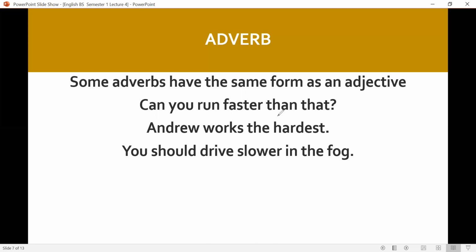Can you run faster than that? Faster. Run faster. Here it is an adverb. And who works the hardest? Hardest. Works the hardest. Adverb. You should drive slower. Drive slower. So here these are adverbs.